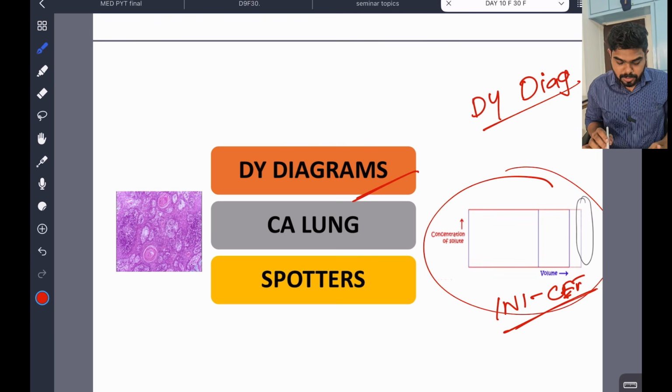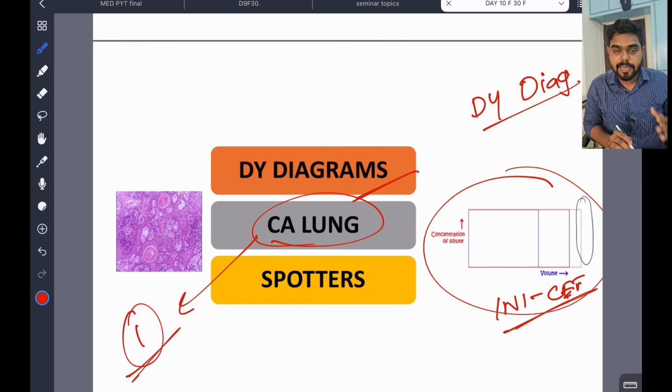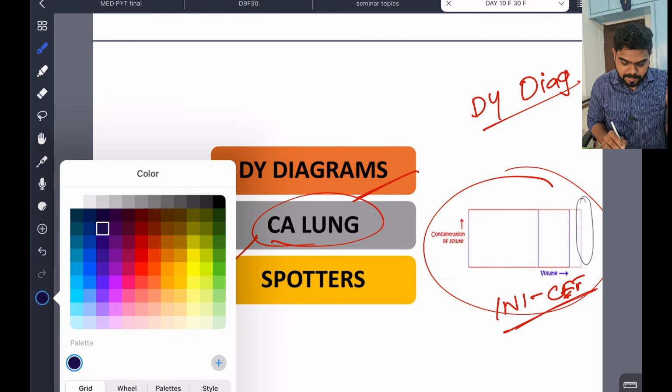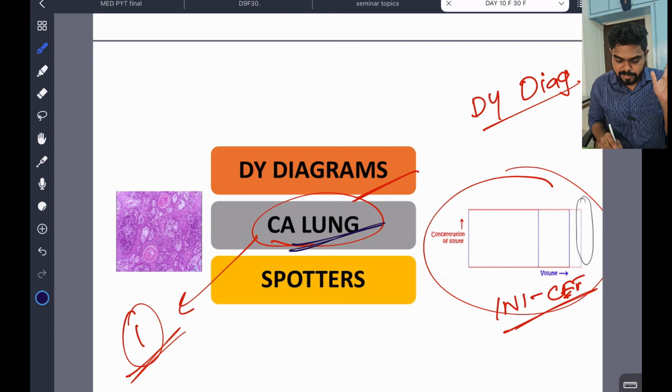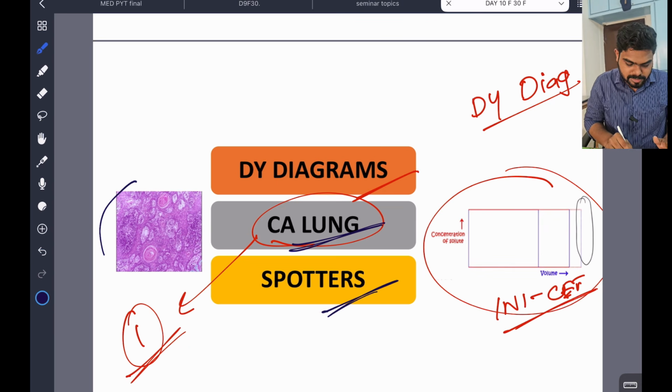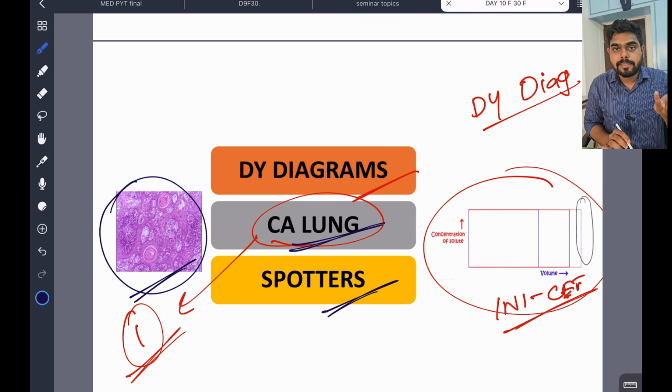Definitely one question will be there from carcinoma lung, and there are also some spotters related to community medicine today. So today this is the important topic. You can see what this is. This is very important medicine pathology. You can see keratin pearls here. You see keratin pearls in squamous cell carcinoma. So the Darrow-Yannet diagram, carcinoma lung, and some spotters. A small module but very important.